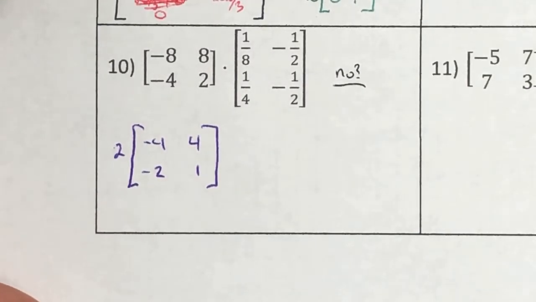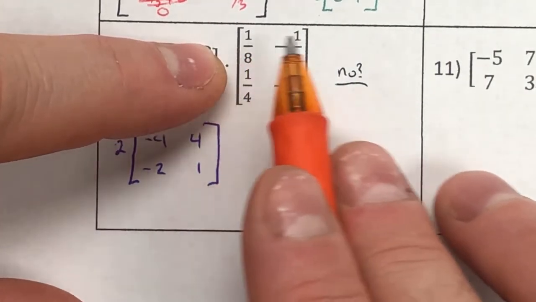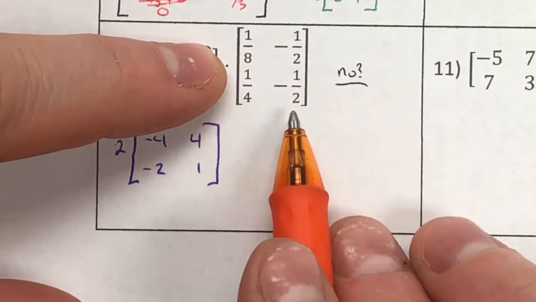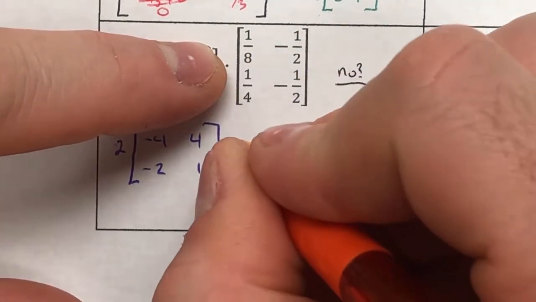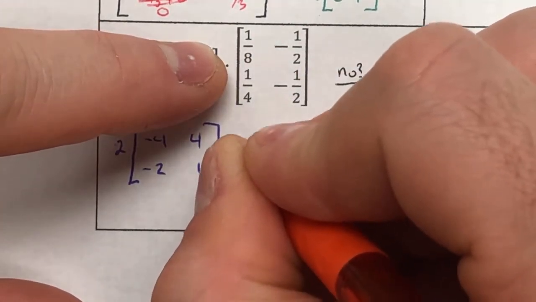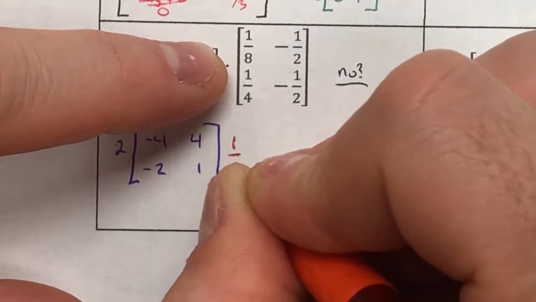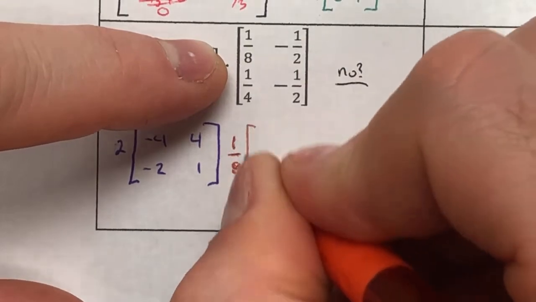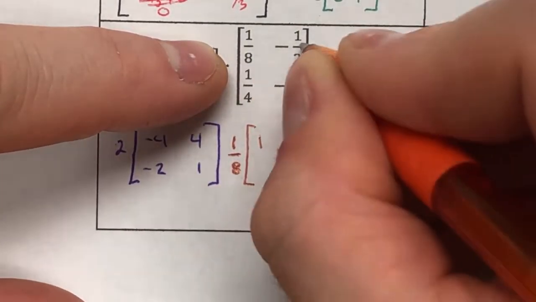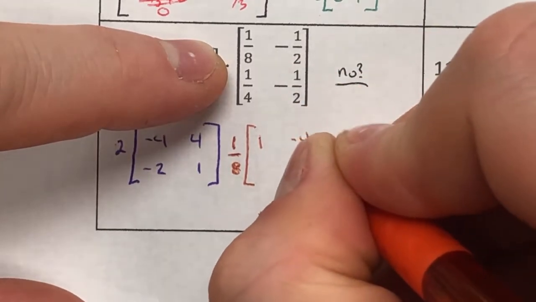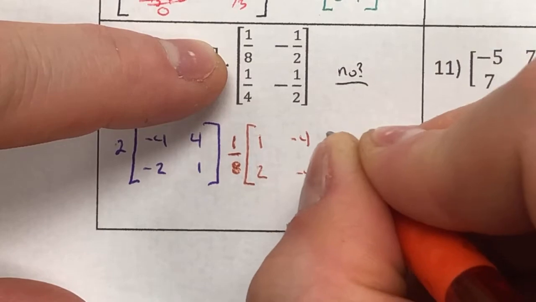I can do that same trick over here with fractions. If I multiply them all by 8, it would cancel out all these fractions. So if I multiply by 8 on the inside, I'll have to divide by 8 on the outside. Let's see, 8 over 8 is 1, 8 over 2 is 4, 8 over 4 is 2, 8 over 2 is 4.